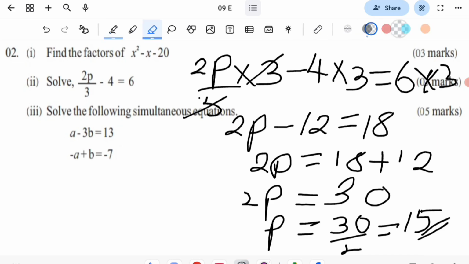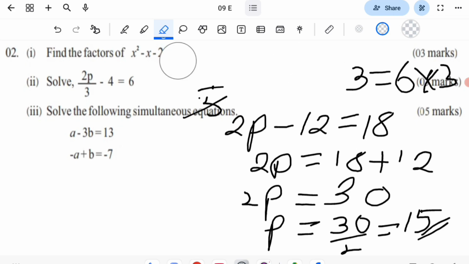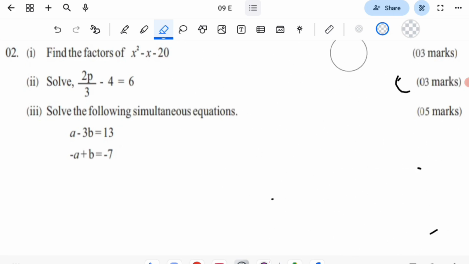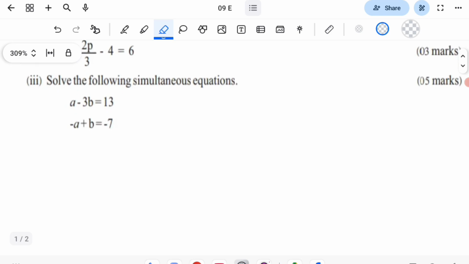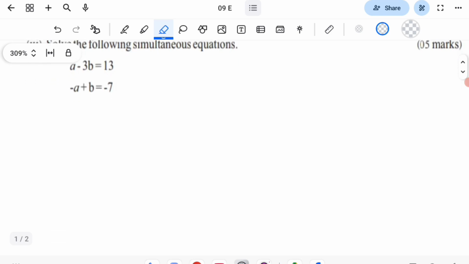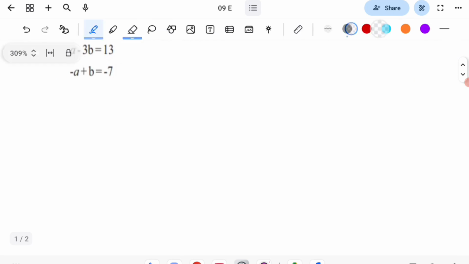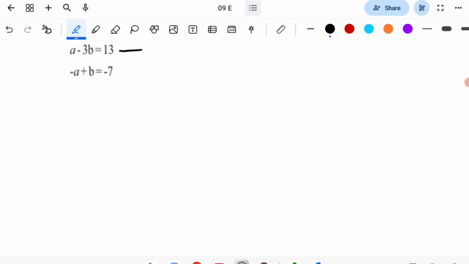Then part 3, there are two equations, simultaneous equations. We have to solve the simultaneous equations. First equation, a minus 3b equals 13. I will consider it as the first equation. And minus a plus b equals minus 7. It is the second equation.